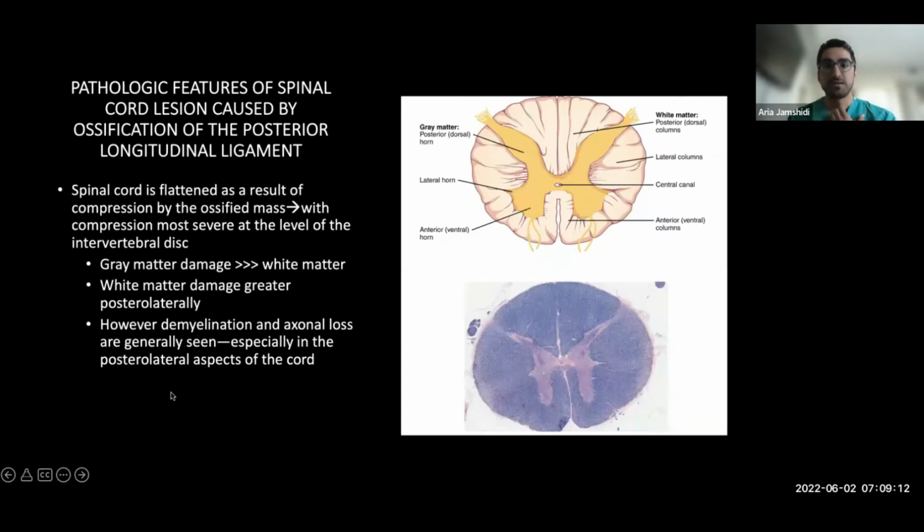So in terms of the pathological changes you see in the spinal cord as a result of compression of the cord from OPLL, the first thing to learn is that gray matter damage actually happens much more so than white matter damage. There is diffuse demyelination and axonal loss that are especially seen in the posterolateral aspects of the cord, but the gray matter is actually much more severely damaged over a patient's lifespan, more so than the white matter.